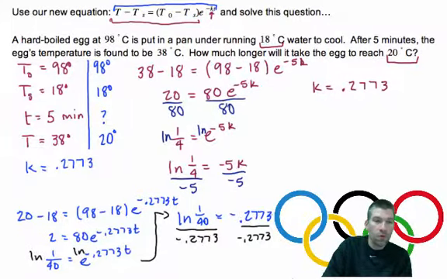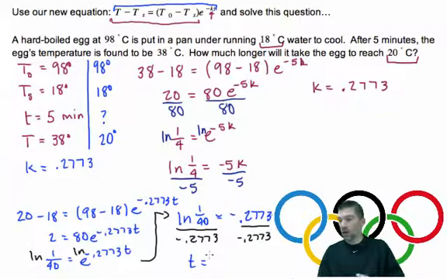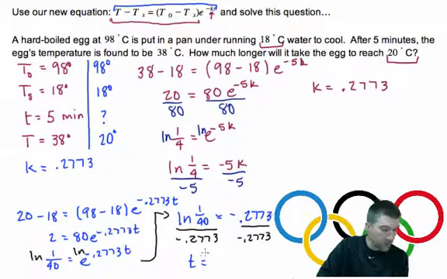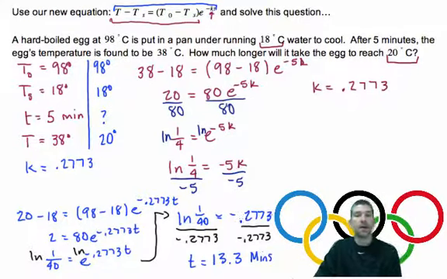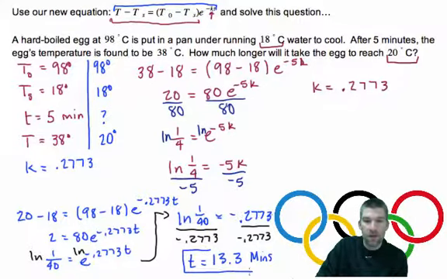So pause the video real quick if you want, and punch that into your calculator. See if you can get what I get. And I got 13.3 minutes. So there you go, Newton's law of cooling. Got to solve it twice to get your ultimate final answer, which is this bad boy right here.